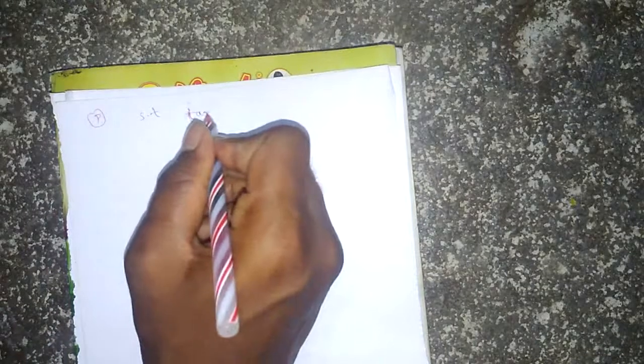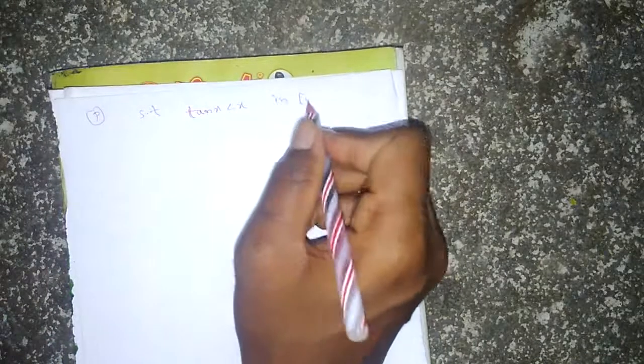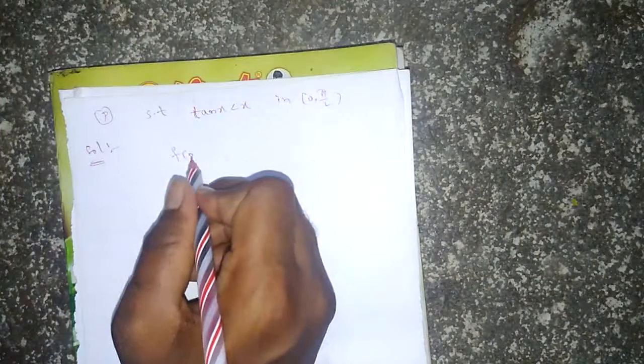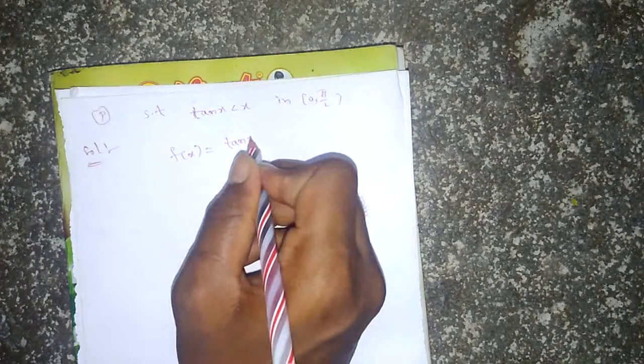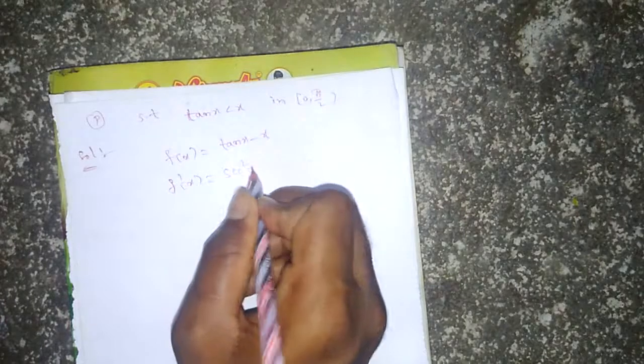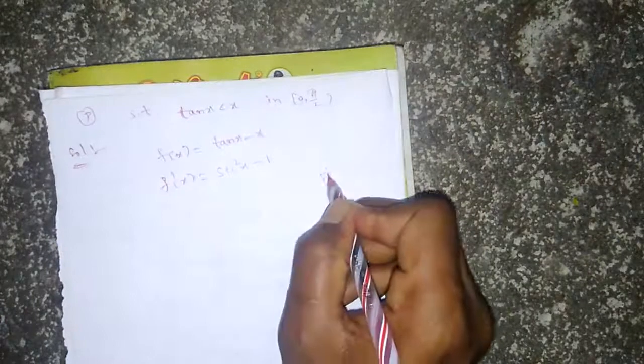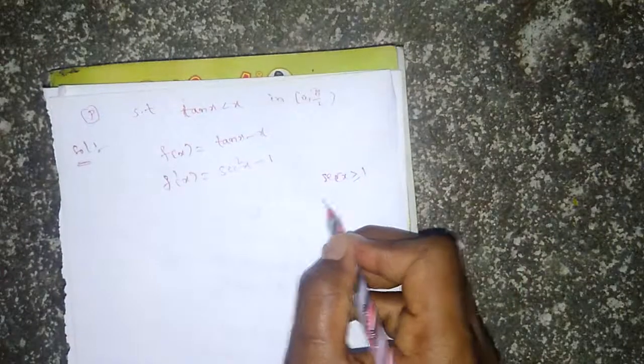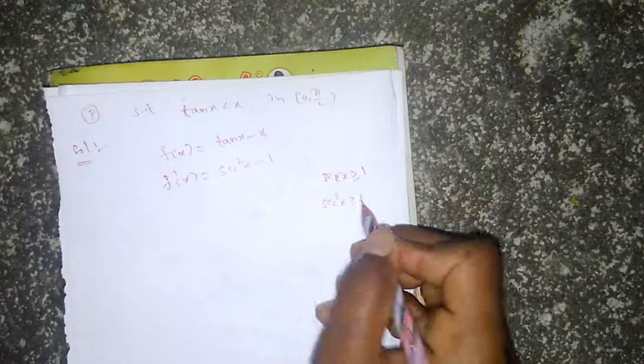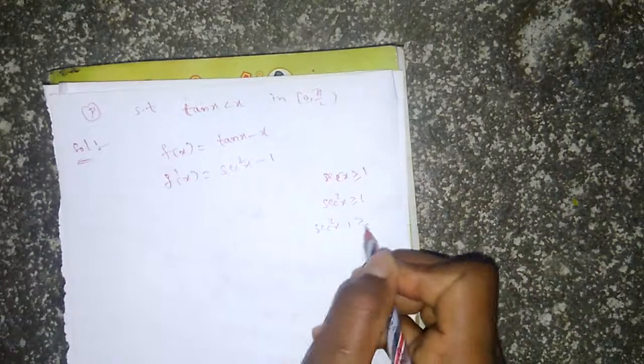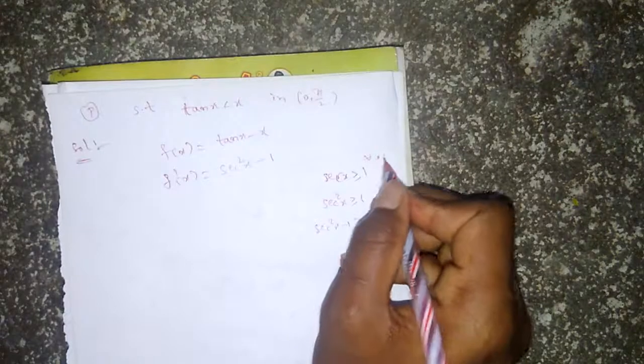Our next problem is: show that tan x is greater than x in the interval 0 to pi by 2. Here let us take f of x is equal to tan x minus x. Find the derivative. F dash of x is equal to the derivative of tan x, which is secant square x, minus 1. We know that secant square x is always greater than or equal to 1, so secant square x minus 1 is greater than or equal to 0 for all x in R.